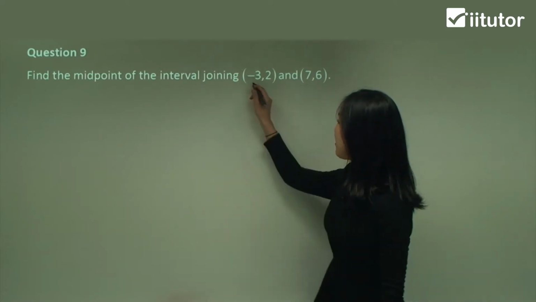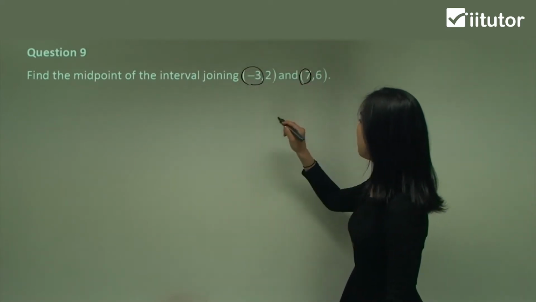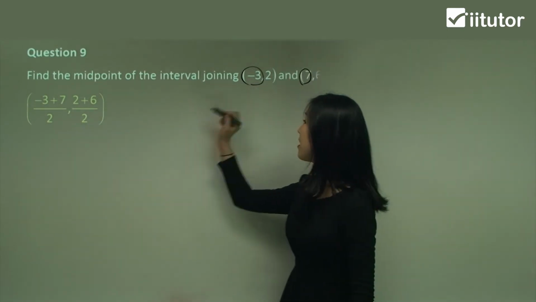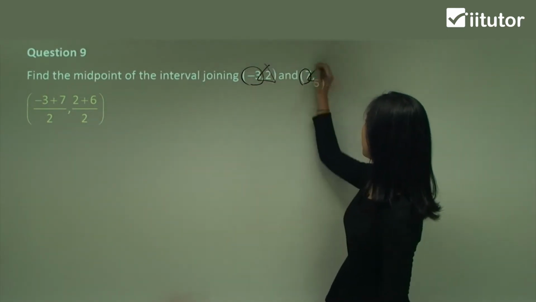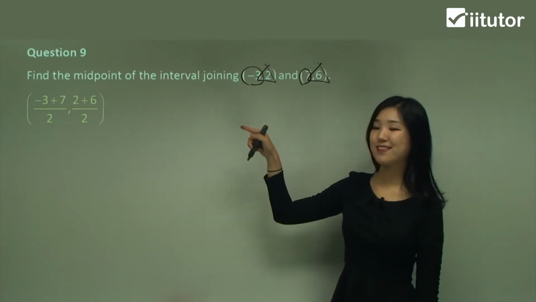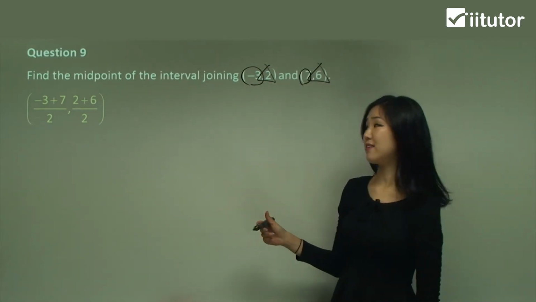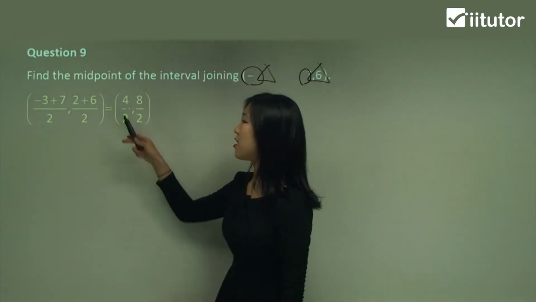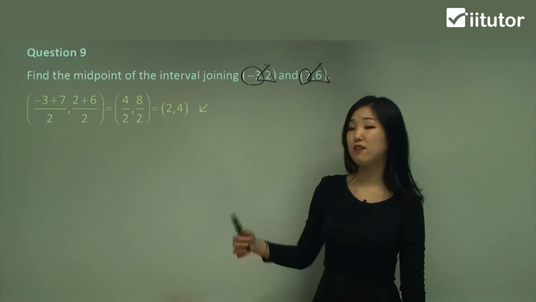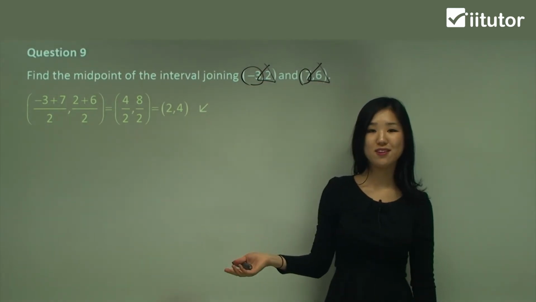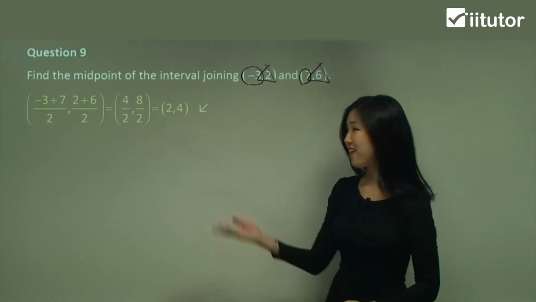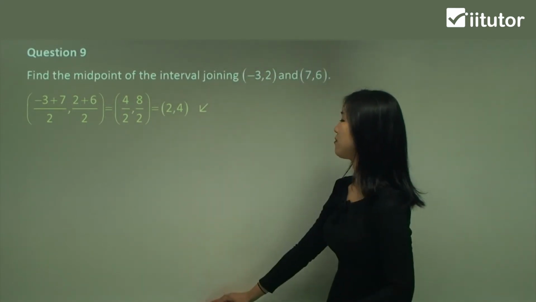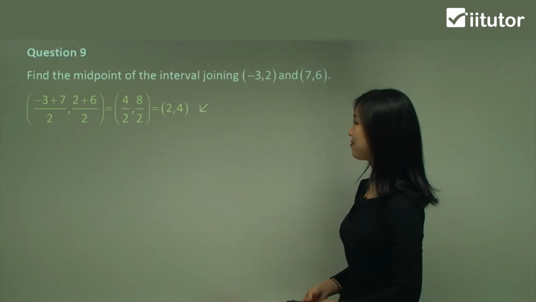So here's the x's, minus 3 and 7. So minus 3 plus 7 divided by 2 for the x coordinate. And here's the y, 2 and 6. So 2 plus 6 divided by 2 is the y coordinate. Now minus 3 plus 7 is 4, 2 plus 6 is 8. So 4 divided by 2 is 2, and 8 divided by 2 is 4. That is the midpoint. So that was very, very simple, wasn't it? That is it, guys. So 2, 4 is the coordinate of the midpoint of these 2 particular points. Okay? Very simple.